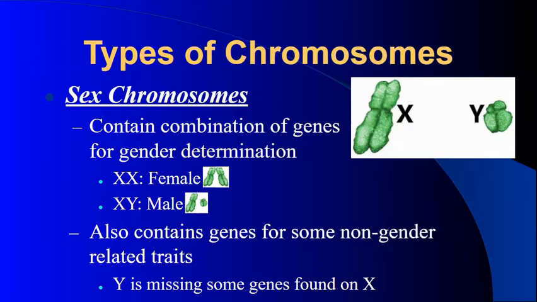We have sex chromosomes, and those are our two chromosomes that determine gender. XX indicates female, and XY indicates male. In addition to carrying information for all of the gender-related traits, sex chromosomes also contain genes for some non-gender related traits. And the Y chromosome is much smaller than the X chromosome, and it's actually missing some of the information that's found on the X.